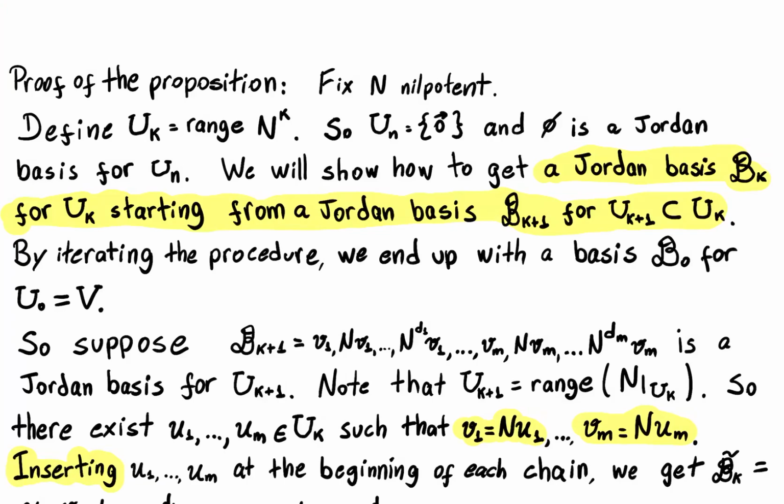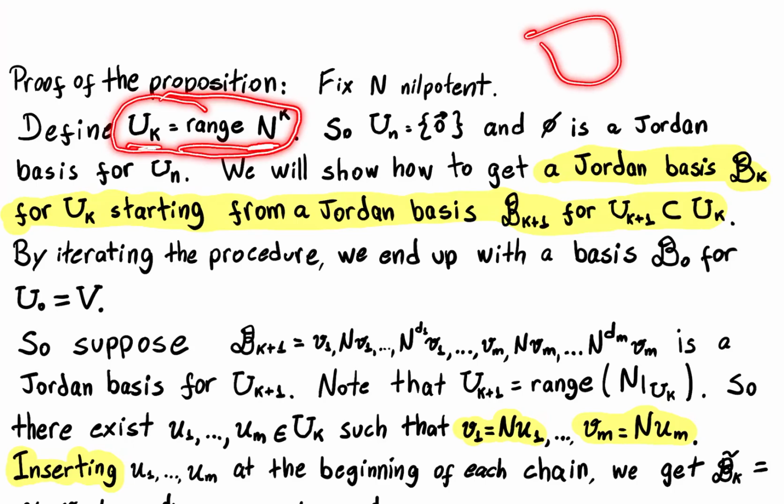So I've had just an overview of the proof so that you have an idea of where this is going. But now let's see the proof with all the details. So again, how does the proof work? We start defining this subspace, right? For each k, that will be the range of n to the k.